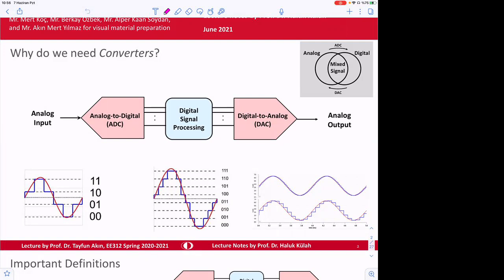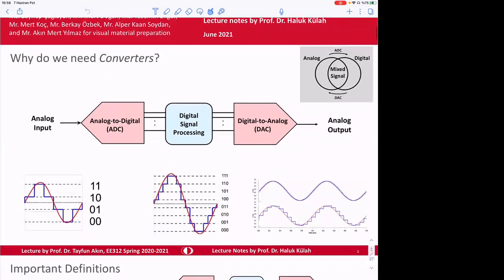Analog signals are there, but in order to process these subjects, we need to convert them to digital formats, so ones and zeros, as you know. But if we want to reconstruct it, then we need to use digital to analog converters to get an analog output. So this is the general concept.